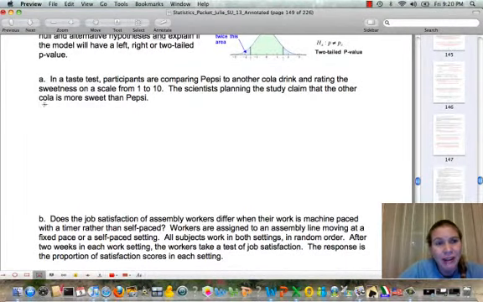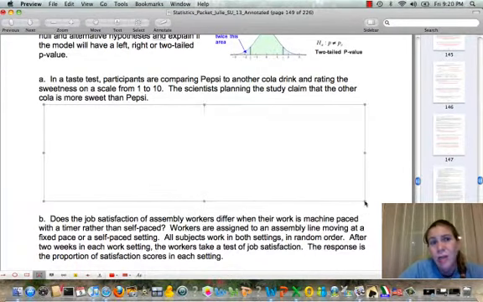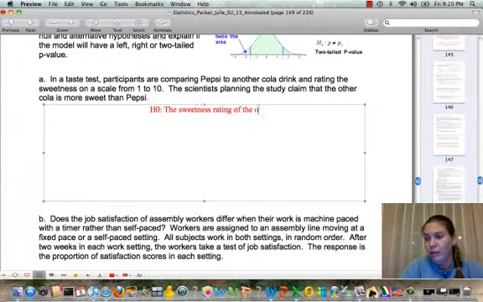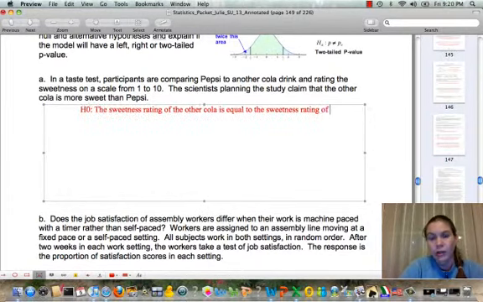So in a taste test, participants are comparing Pepsi to another cola drink and rating the sweetness on a scale from 1 to 10. Scientists planning the study claim that the other cola is more sweet than Pepsi. So we always start with our null hypothesis. So our null hypothesis is going to be no change. So we can say that the sweetness rating of the other cola is equal to the sweetness rating of Pepsi.